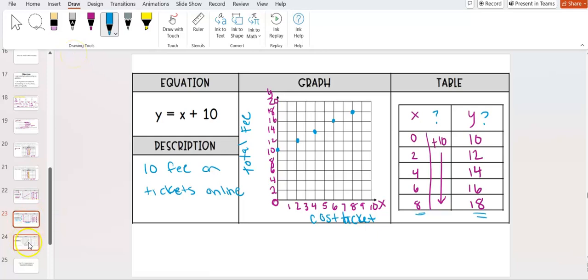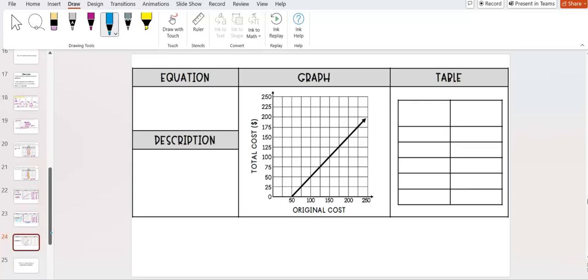All right, one more. And here we have the graph that's given, and we have to fill in the rest here. So when they give us a graph, it's always best to just fill in the table first. This is going to be our original cost, and this is going to be our total cost. I got that from the graph. Then I'm going to find points on my graph. Okay, let's pick points that are easy to read here.